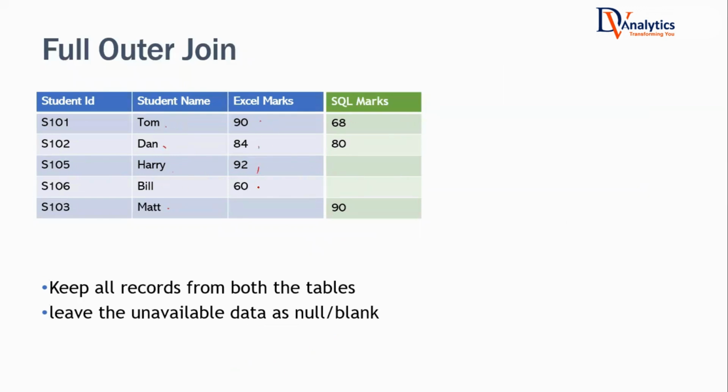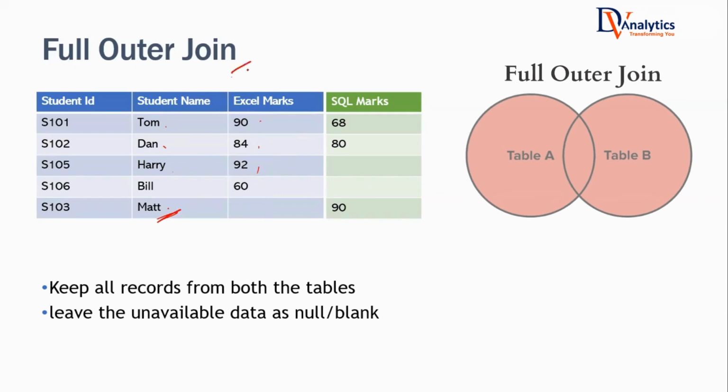For them, Excel marks are there. SQL is not present. Excel is not present for Matt. For Harry and Bill, SQL is not present. Those are missing values. For Tom and Dan, both of them are present. This is known as full outer join.